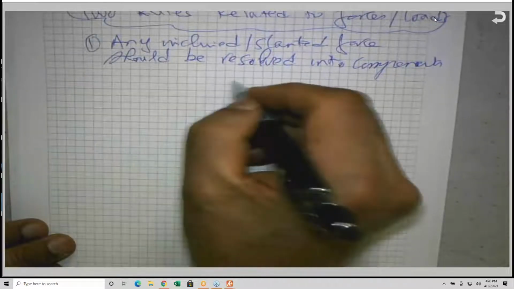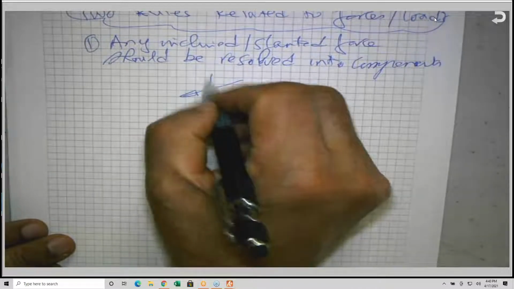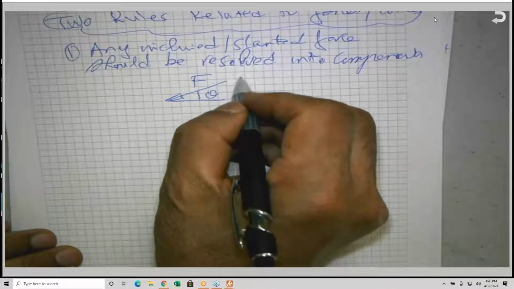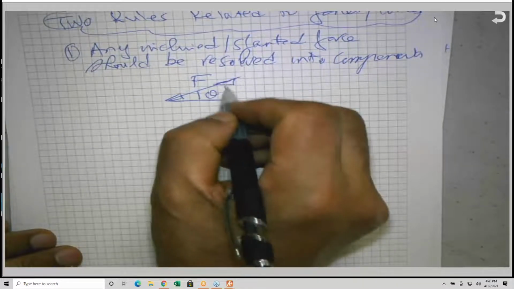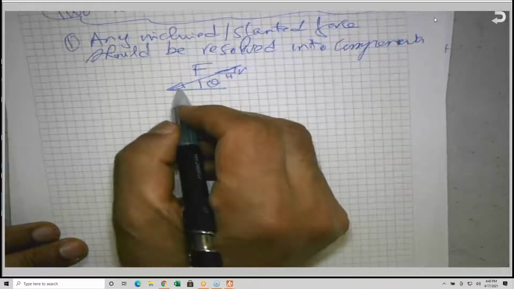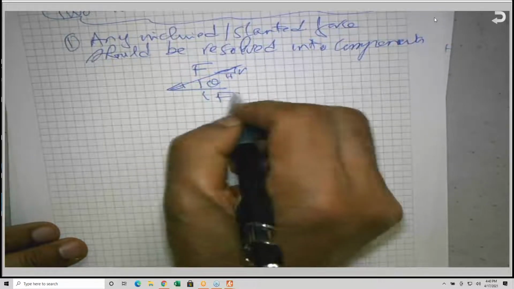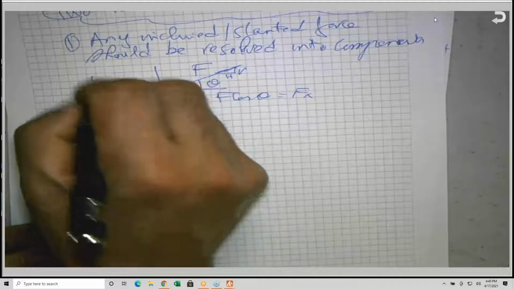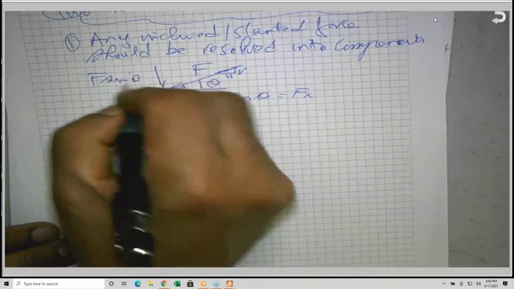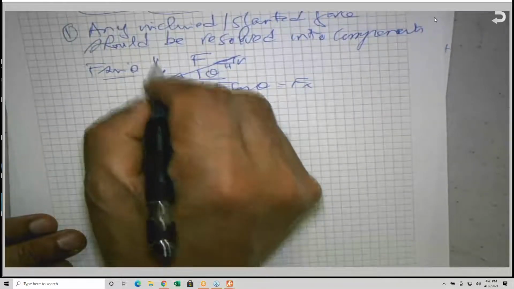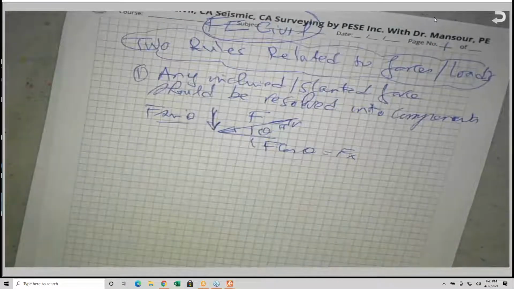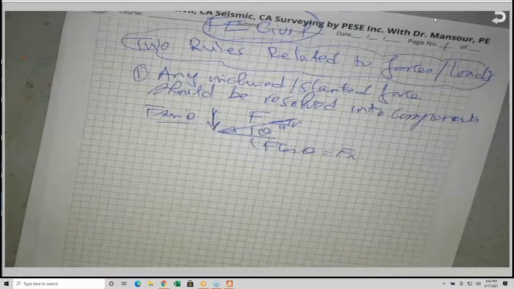So any inclined force like this, I told you before that if this is the angle theta, or the slope is given in terms of horizontal and vertical, it does not make any difference. We need to get this F cosine theta, which is Fx, and Fy is equal to F sine theta. So we need to make sure that we resolve the given force or forces into the components.